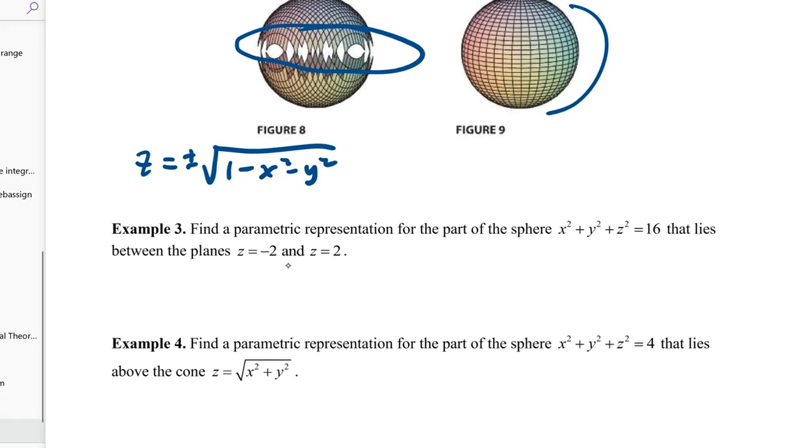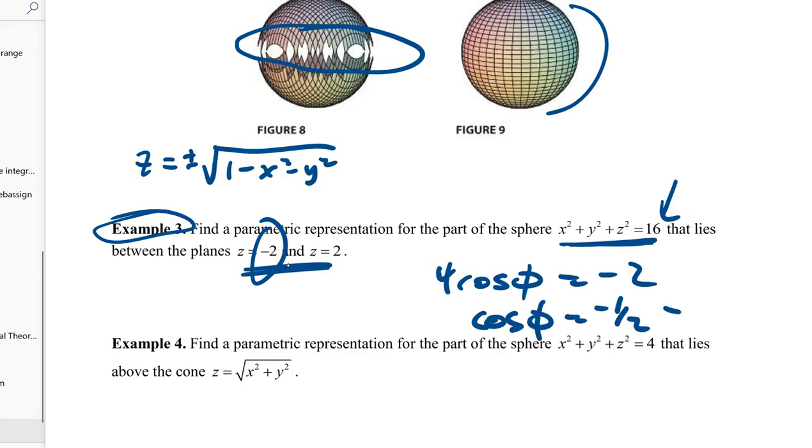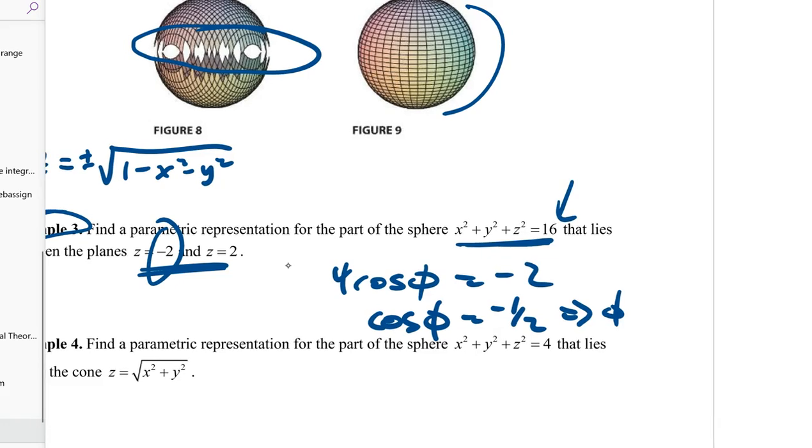All right, so here, example 3 says find parametric equations, a representation for the part of the sphere that lies between two planes. Now, z is rho cosine phi. In this case, rho is 4, so this would be z equals 4 cosine phi. And so when z is -2, you just say -2 equals z. And so cosine of phi will be -1/2, which means that phi is going to be 2 pi over 3.